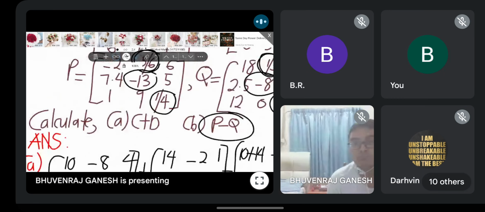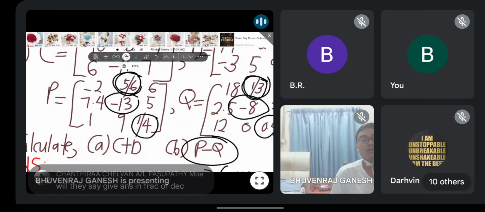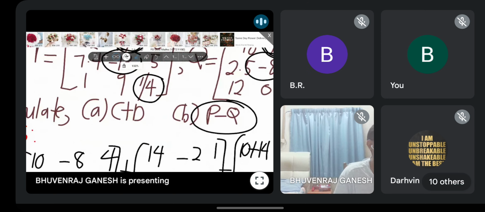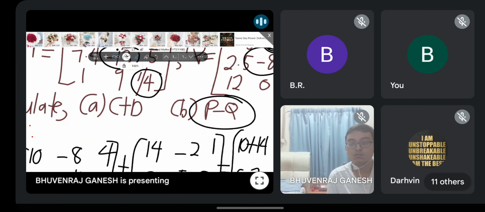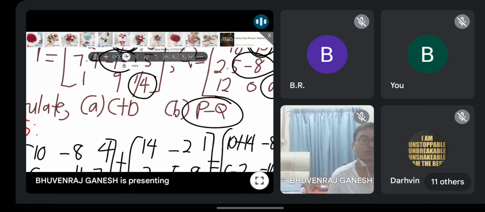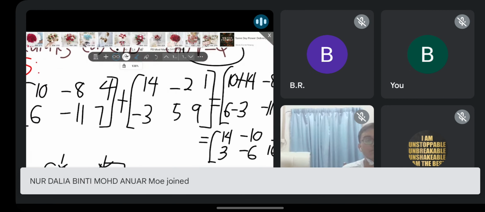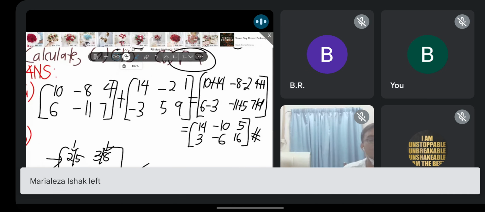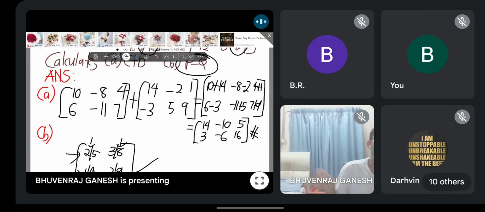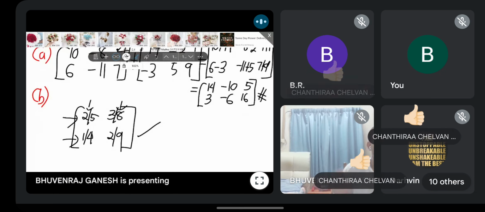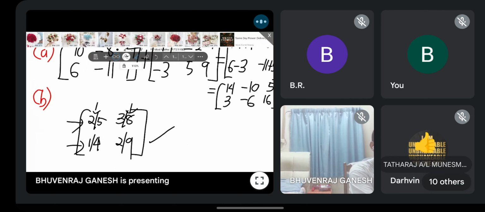Just now people asked about 4 times 4. A 4 times 4 matrix is not in the syllabus. You can see in the textbook, the examples never give 4 times 4. The maximum is 3 times 3 only, so you don't need to study 4 times 4. Will they say give the answer in fraction or decimal? No such thing. They won't tell you. You can see the past exam questions, they won't tell you. Kamu boleh tinggalkan macam mana kamu nak. Any way you like, as long as you are comfortable with it, just follow that way.